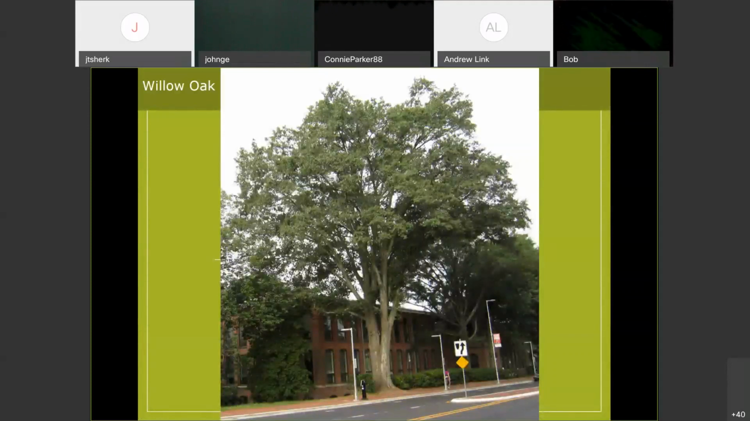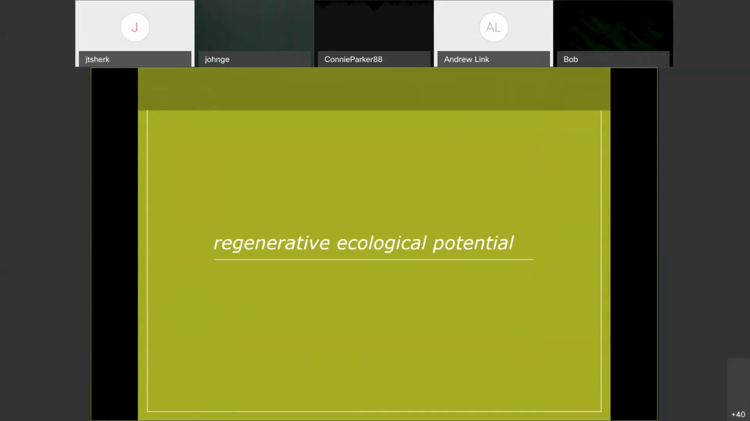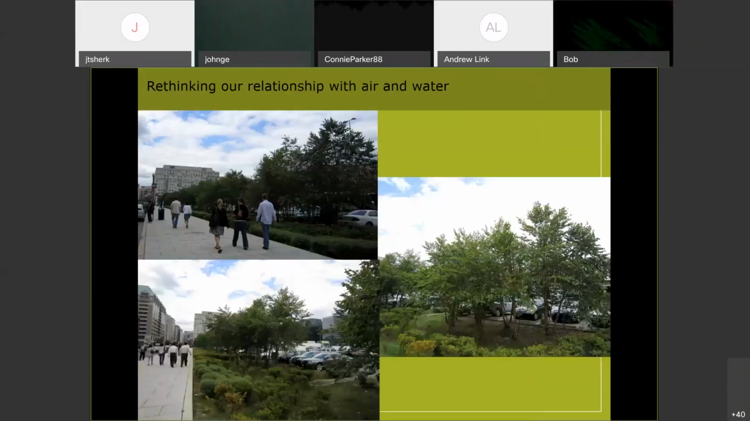So back to my beloved NC State campus, and we're going to talk a lot more about how these institutional landscapes can provide areas for us to really grow our massive trees that are so valuable. Our trees have regenerative ecological potential. We have to identify that and make sure that we design for these things. In this example, we're showing trees growing within water treatment areas. So the little rain gardens collecting the dirty water from these parking lots.